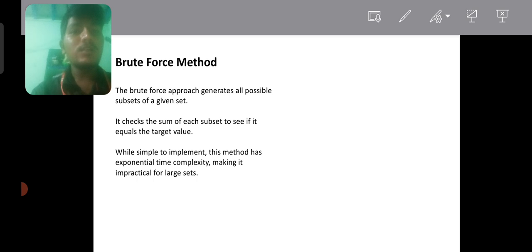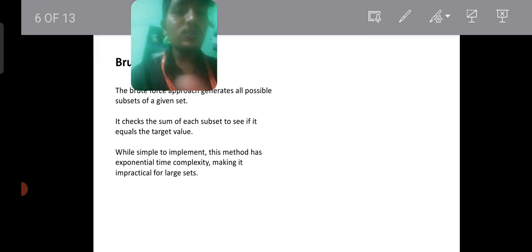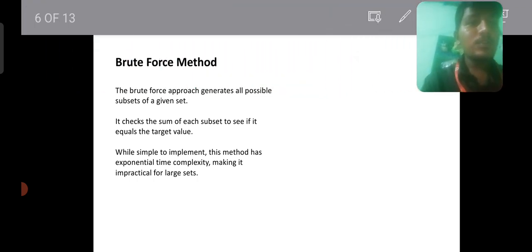Brute force method. The brute force approach generates all possible subsets of a given set. It checks the sum of each subset to see if it is equal to the target value. While simple to implement, this method has exponential time complexity, making it impractical for large sets.